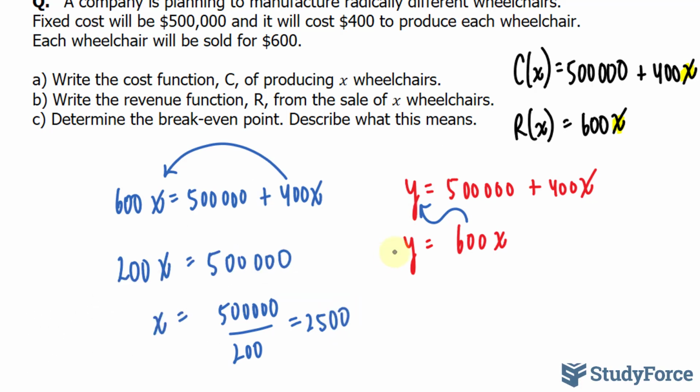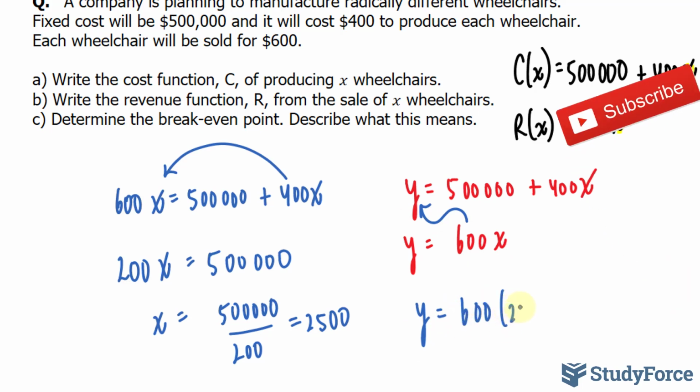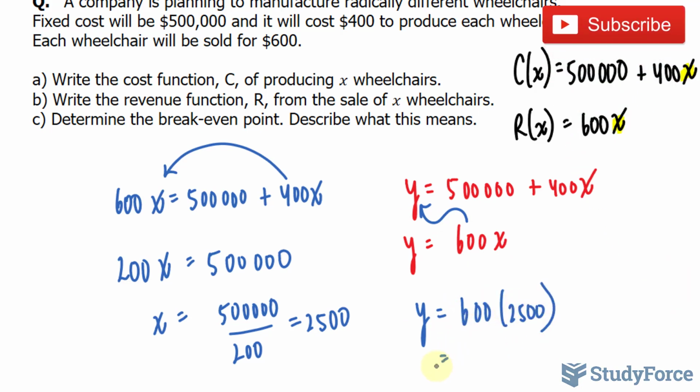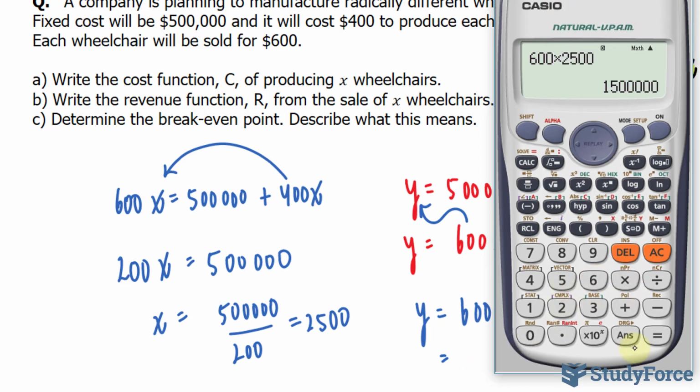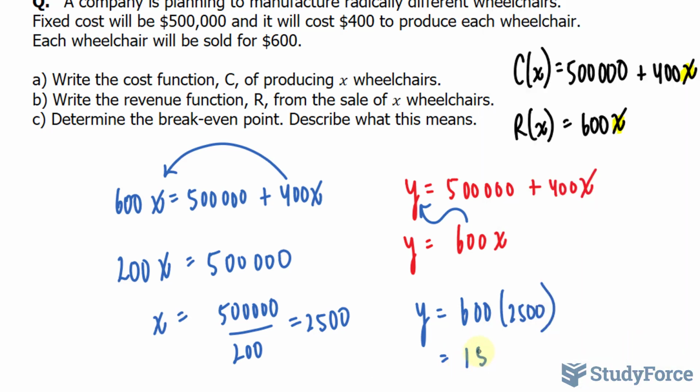I still want to go ahead and find what my Y is equal to. At this point, I can take 2,500 and place it into here or here to get my Y value. I'll place it into here because this equation is simpler. I have Y is equal to 600 times 2,500, and that gives us, using our calculator, 1.5 million. So 1,500,000.